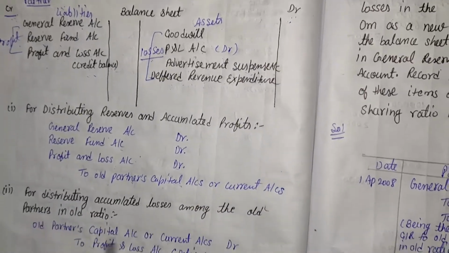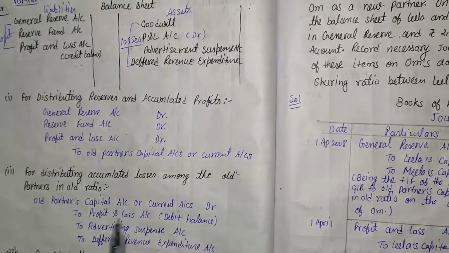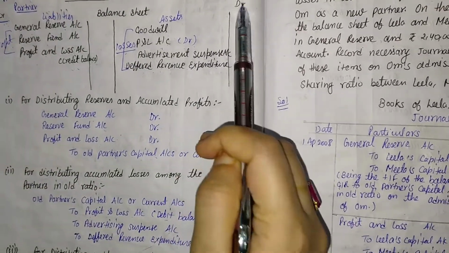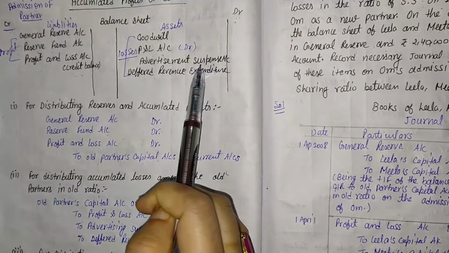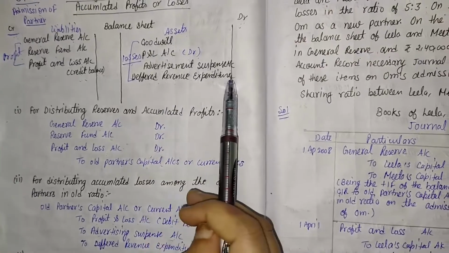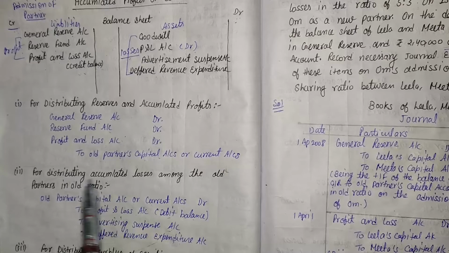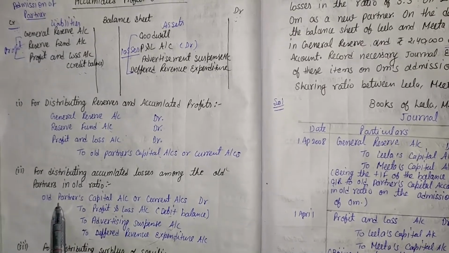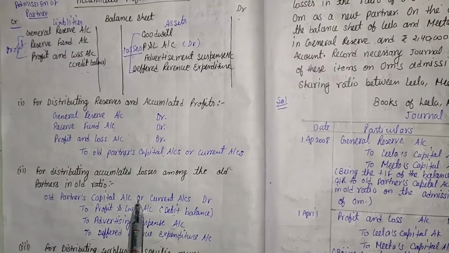So here it is profit and loss debit balance. That is on the debit side, so we should credit. Advertisement suspense is a debit balance, so we should credit. Deferred revenue expenditure is also a debit balance, so we should credit the old partners' capital accounts in the old ratio.